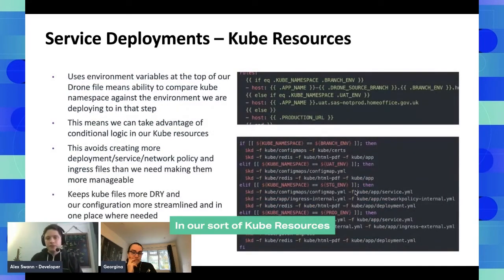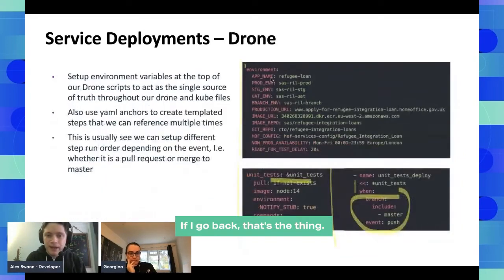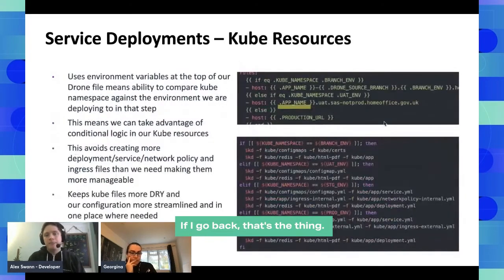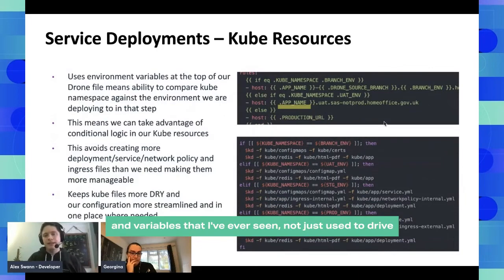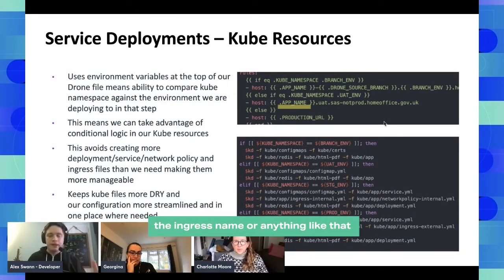In our Kube resources, here you can start seeing, so, you know, we've got @name. If I go back, that's this thing. There are certain environment variables I use not just to drive, you know, the ingress name or anything like that.